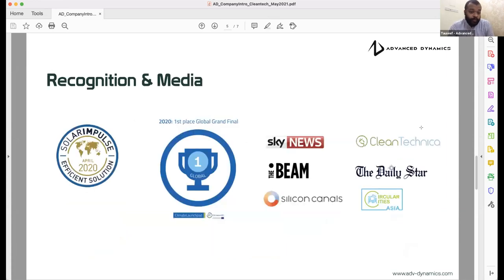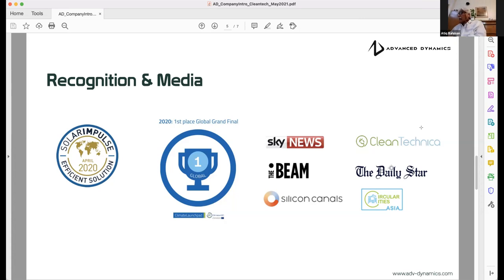Our projects have already been recognized in the global sphere. For example, our retrofit solution has been identified as an efficient solution by the Solar Impulse Foundation, which is a global network and association of clean tech businesses. We are one of the only two companies in Bangladesh to have received this certification, which we got after almost 8 months of analysis and scrutiny by international experts.